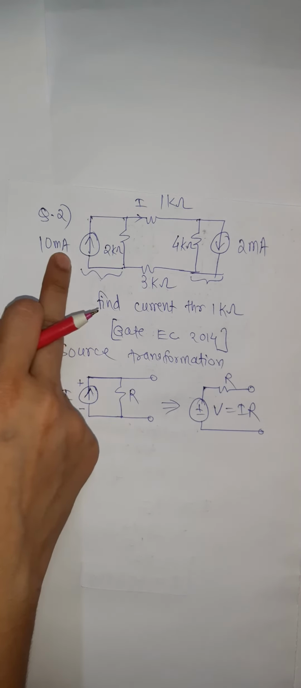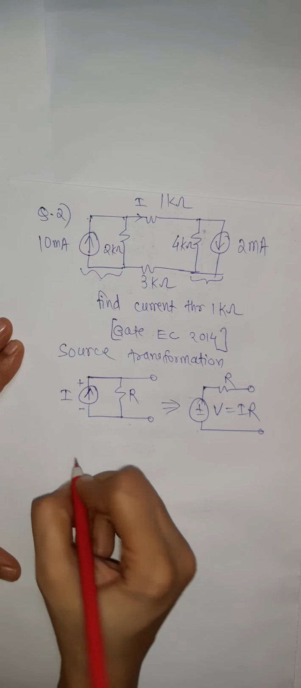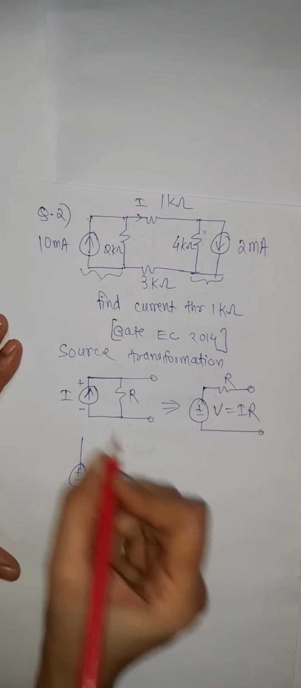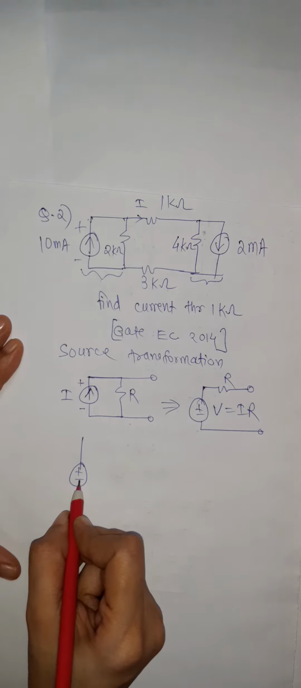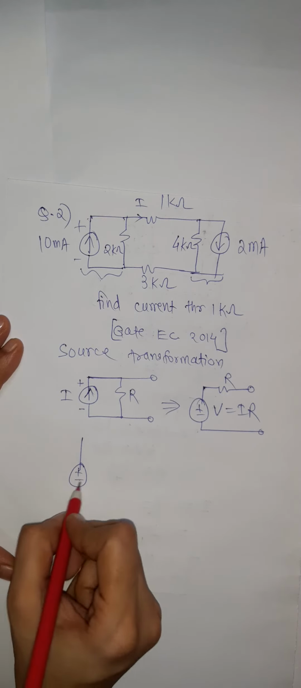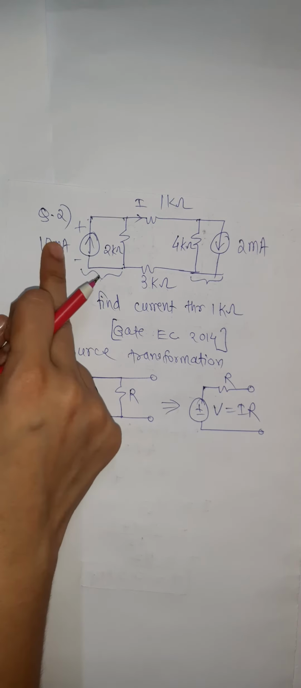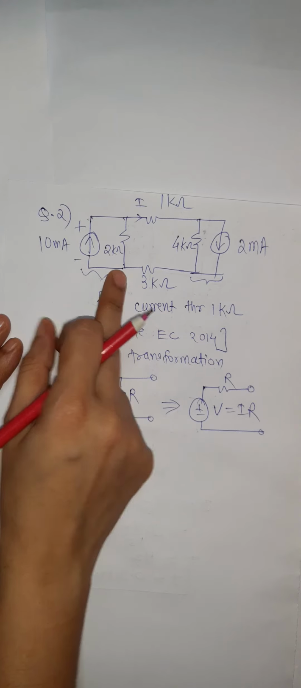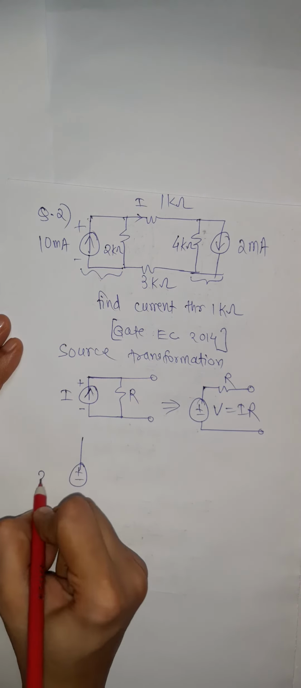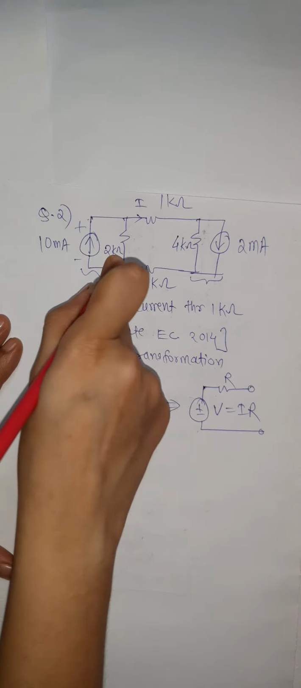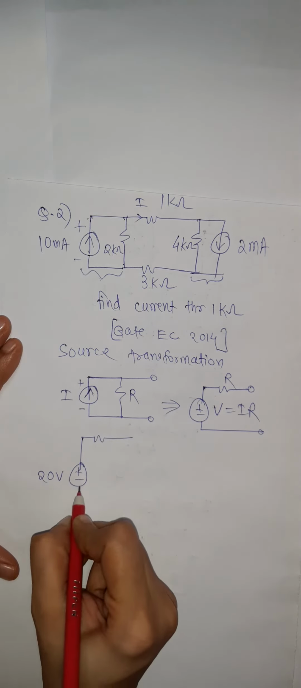this 10 milliampere and 2 kilo ohm can be replaced by a voltage source. The current is flowing from minus to plus, so the voltage polarity will be minus plus, and the voltage will have the value 10 milliampere into 2 kilo ohm, that is 10 into 2, that is 20 volts. This 2 kilo ohm will come in series with this 20 volt.